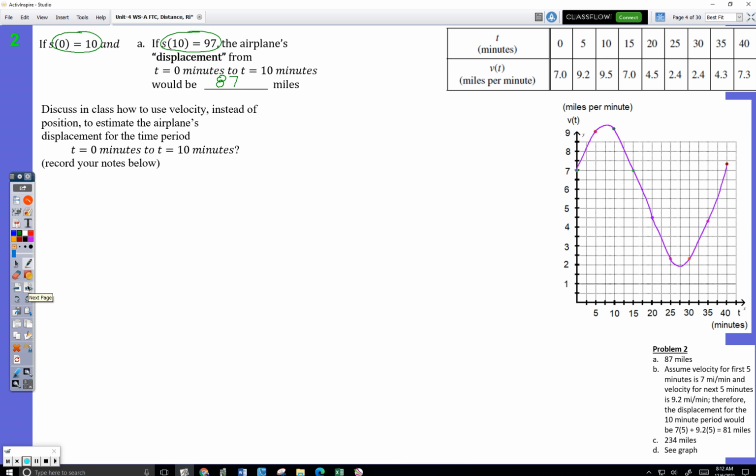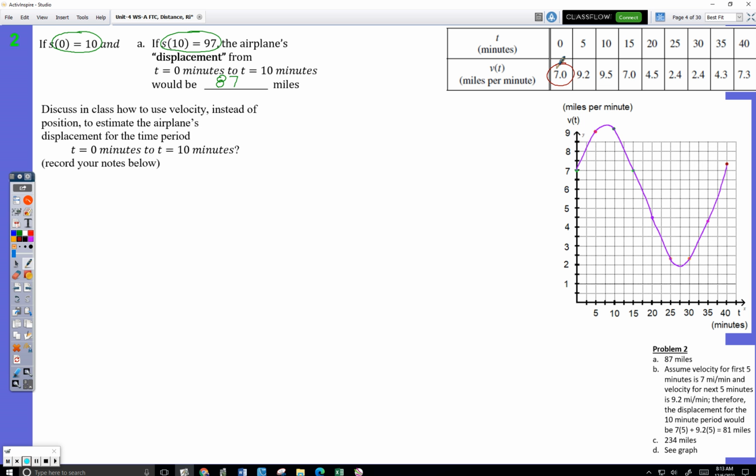Okay, so page 2 doesn't have a whole lot there. It just has a big blank space for you to take notes. I'm not sure you need that much space. But basically, we want to talk now, how do we use velocity instead of position to estimate displacement? The first idea is, again, quite simple. We know that the plane has a velocity of 7 miles per minute. I just need someone in the room to say in your own words, what does it mean to say that the plane's velocity is 7 miles per minute? And it's a simple answer, so don't overthink it.